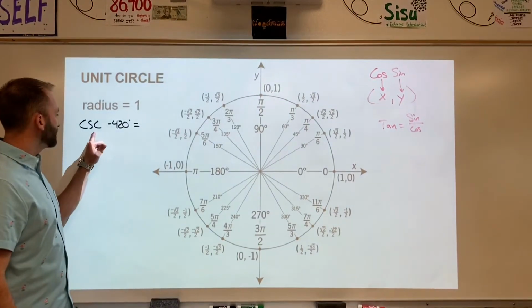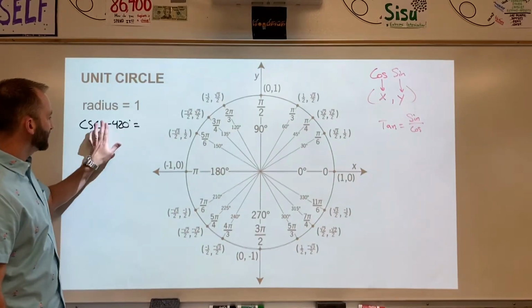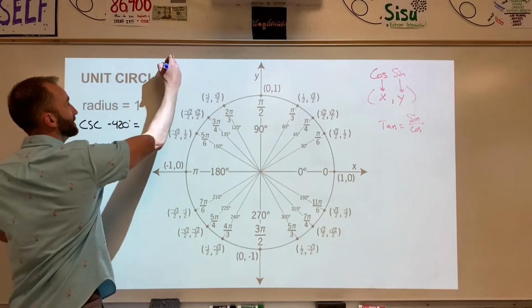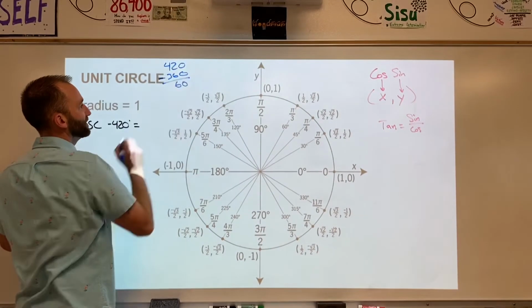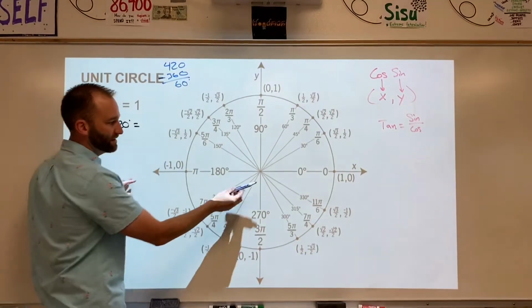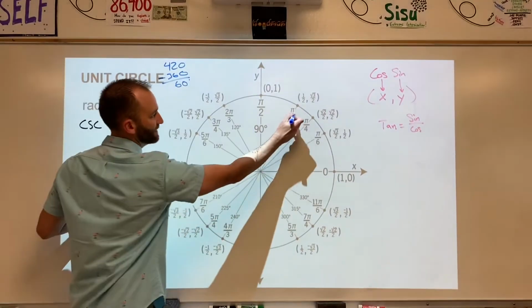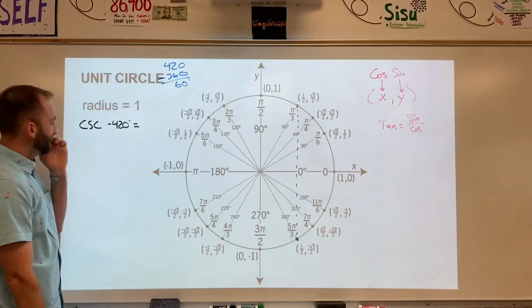Final example is cosecant of negative 420 degrees. So again, we know we're reflecting. Let's ignore the negative for now. Let's find out where 420 is. So if I have 420 and I subtract 360, that's going to leave me with 60 degrees. Okay, so 420 is the same as 60, like in our first example right here. Because it's negative though, I need to reflect over the x-axis. So I'm going to go straight down to this point.